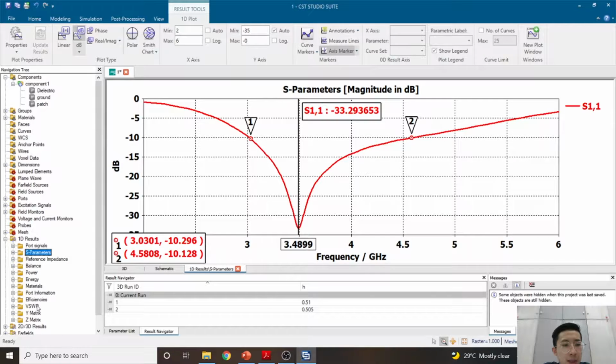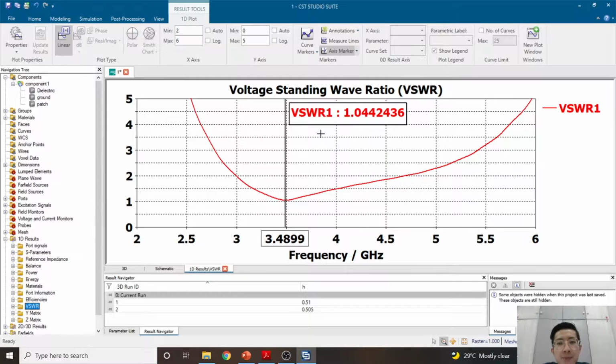Next is the VSWR result, voltage standing wave ratio. VSWR is a function of the reflection coefficient, which describes the power reflected from the antenna. The purpose of VSWR is to verify the frequency response further.